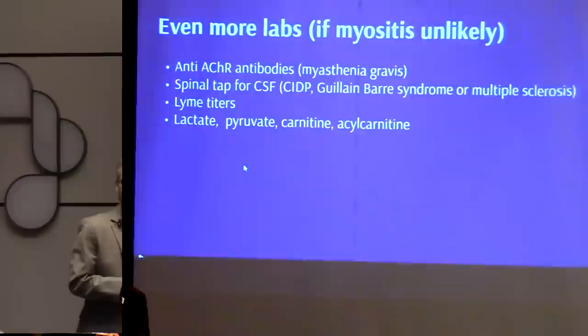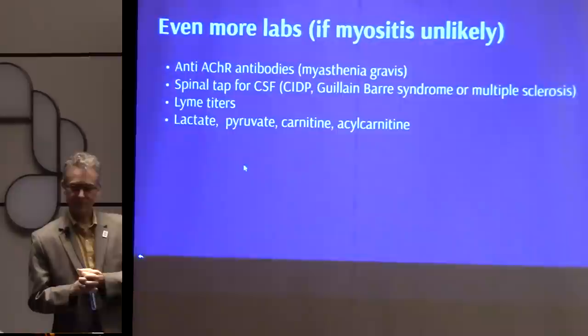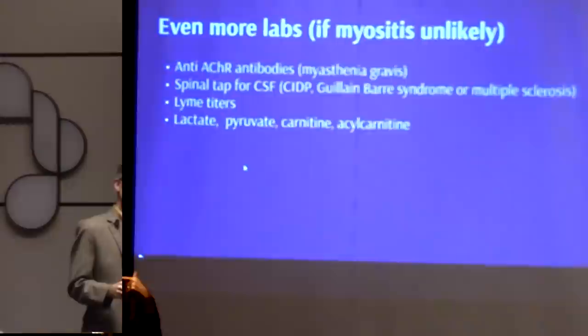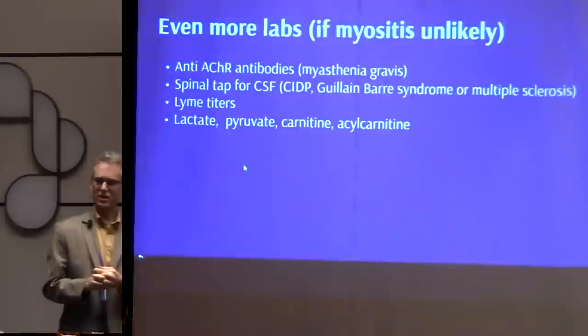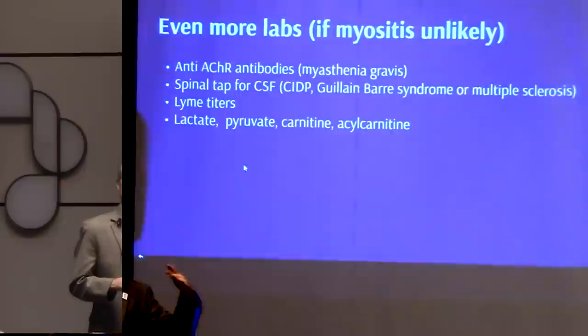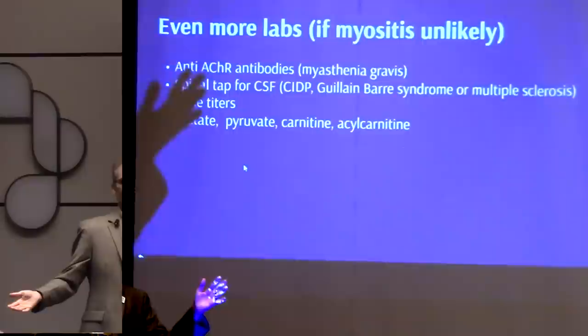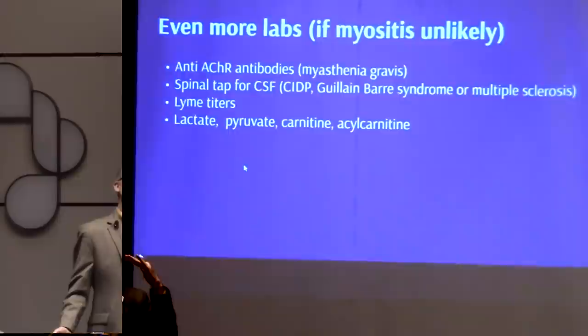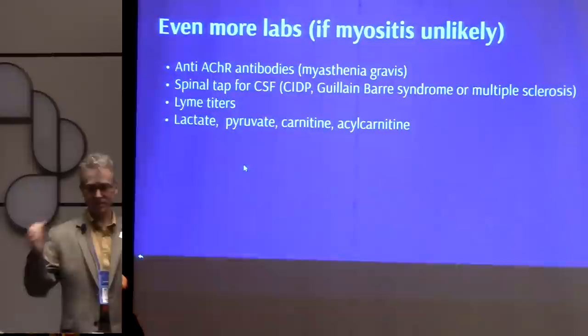And then there's more labs, and this is the last page of labs. If someone has a lot of droopy eyelids, double vision, slurred speech, those are things that aren't really as common with myositis as they are with something like myasthenia gravis. And so if someone has weakness that gets worse as the day goes on, their speech gets worse as the day goes on, they go and lay down for just half an hour and they wake up and their eyes are all better. And they're not even sleeping. They just close their eyes to rest them. And then after half an hour of rest, their eyes are wide open.